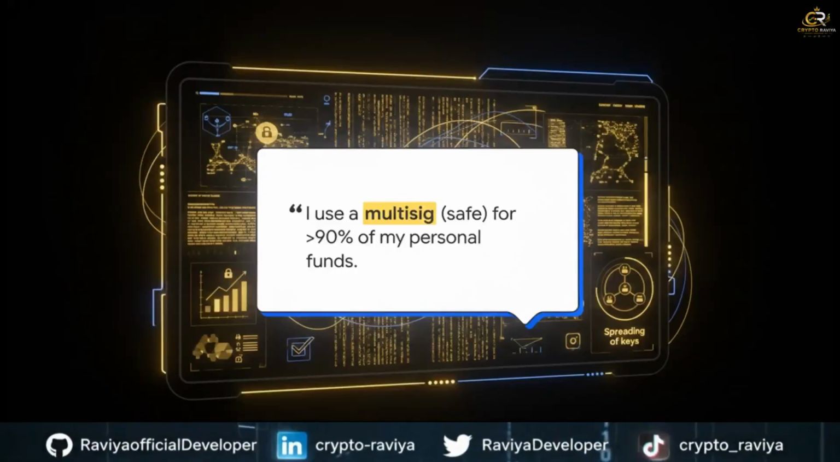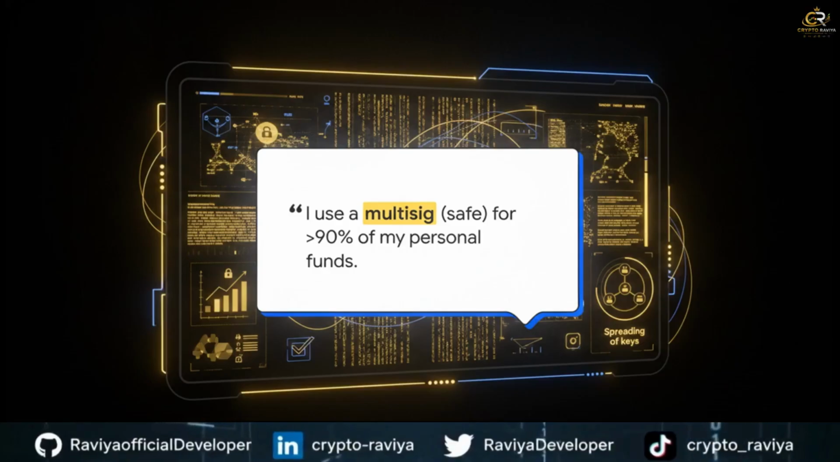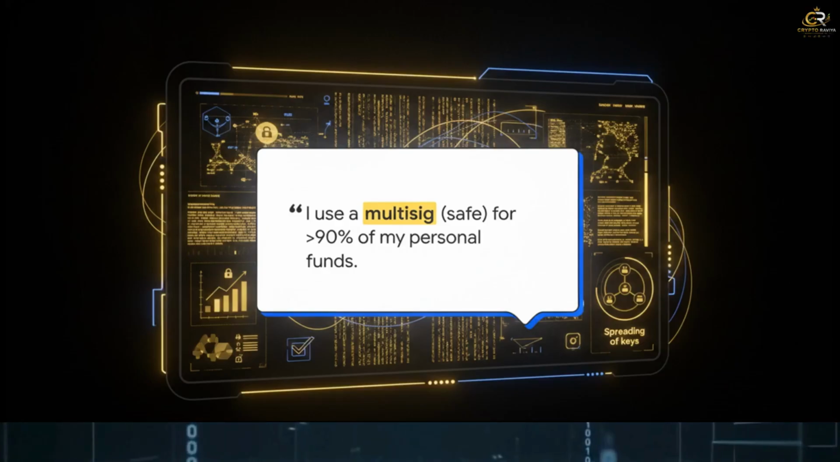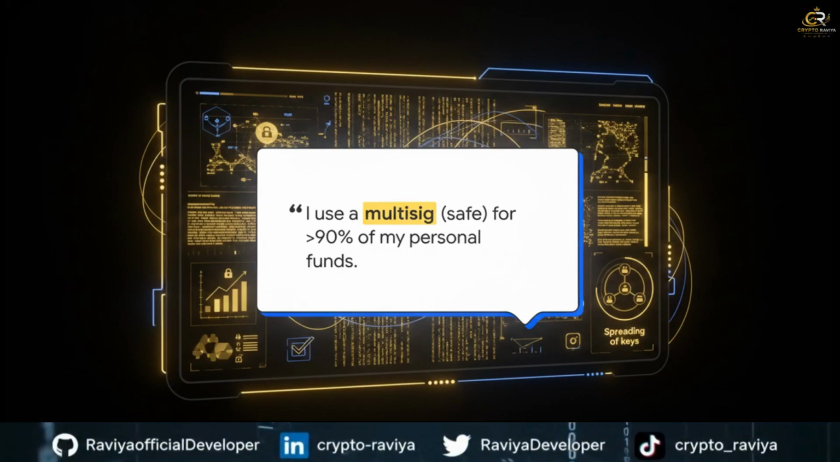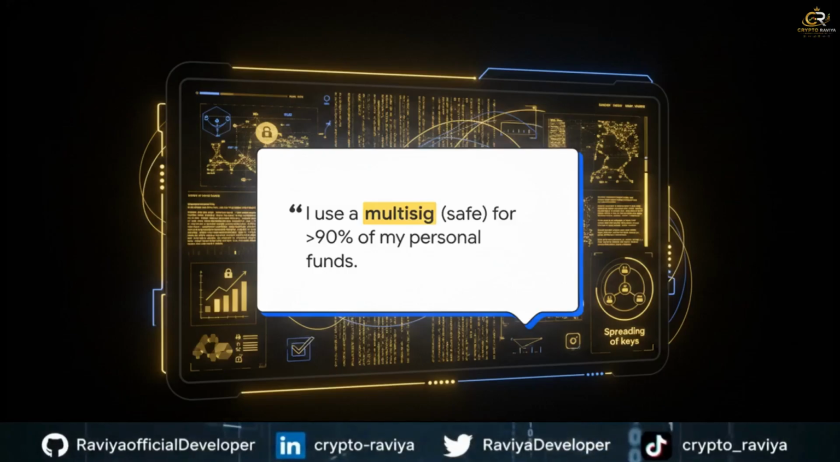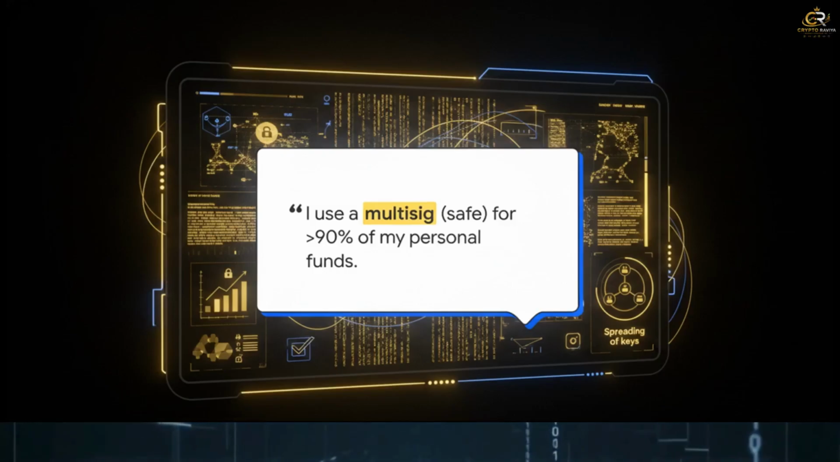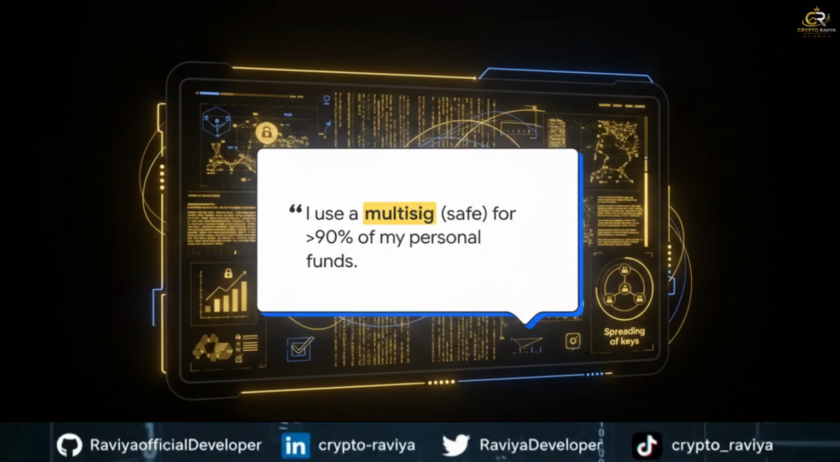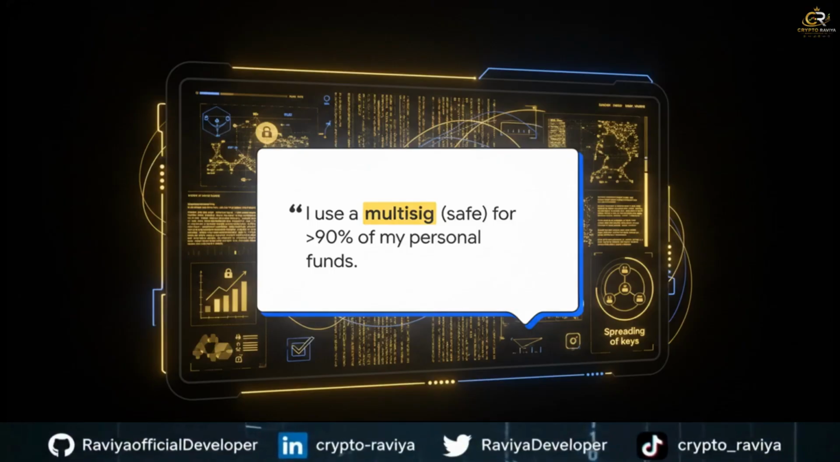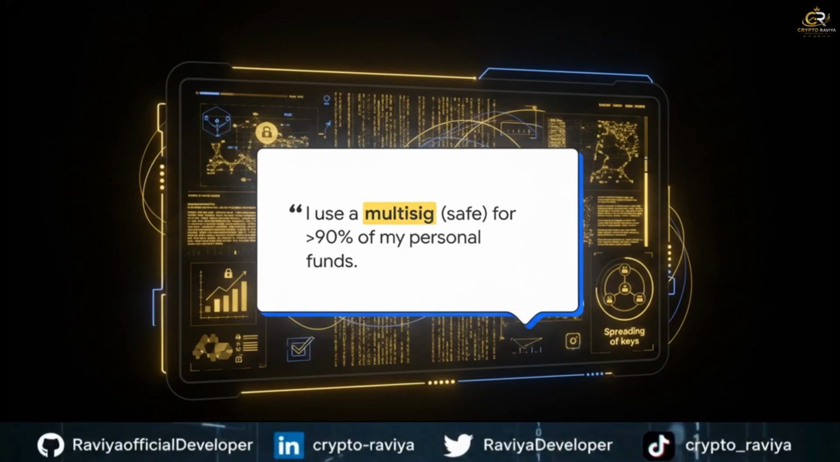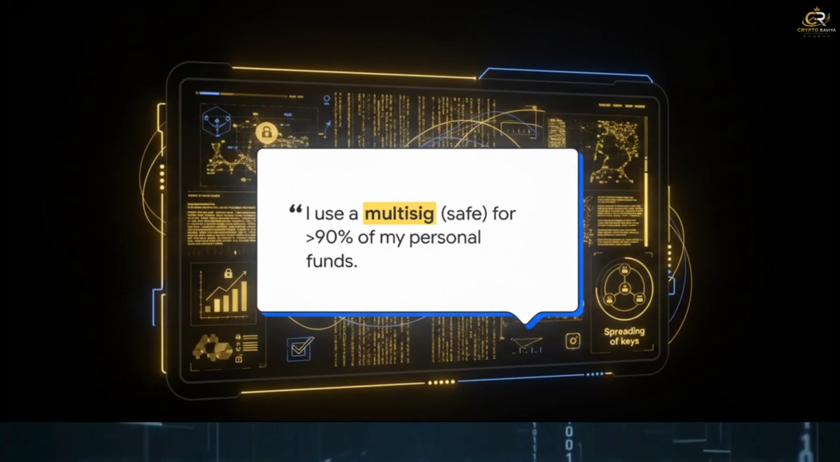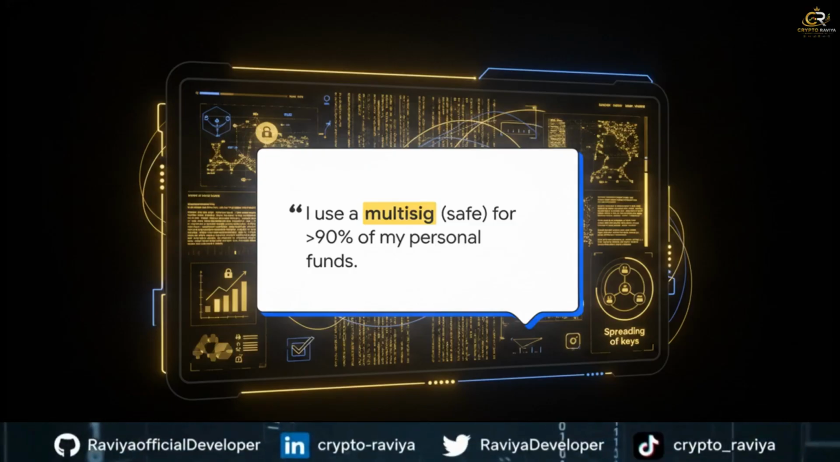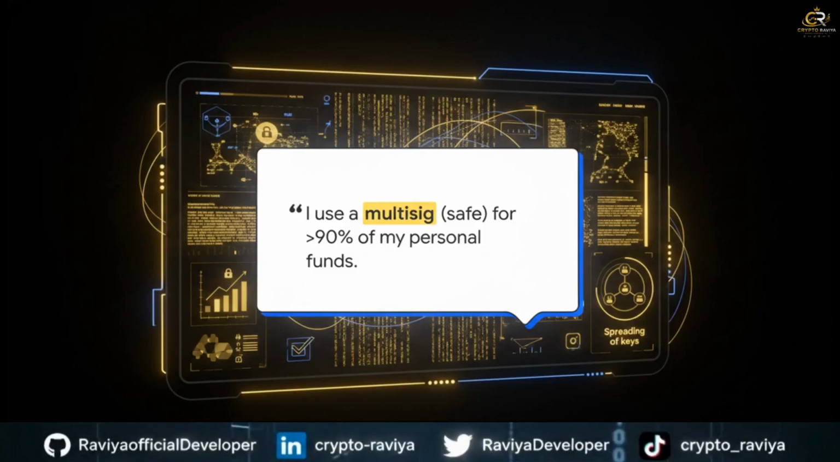Don't just take my word for it. Listen to this quote directly from Ethereum co-founder Vitalik Buterin. He explicitly states he uses multisig for over 90% of his personal funds. He spreads the keys among devices he owns and people he trusts. I mean, this perfectly validates the absolute necessity of multisig architecture for bulletproof asset management. If the creator of the network insists on it, we should probably be paying close attention.